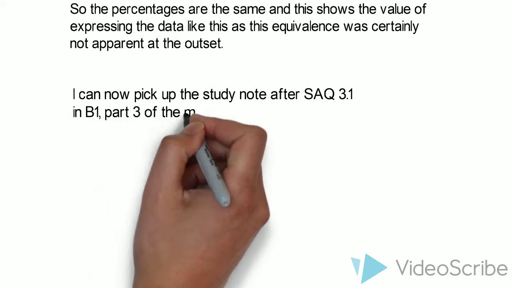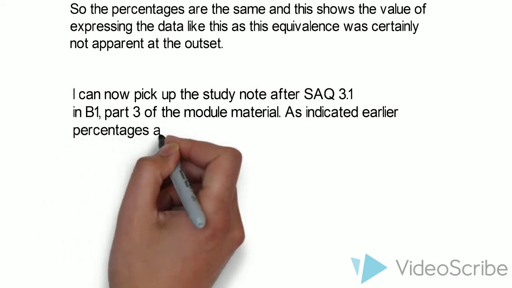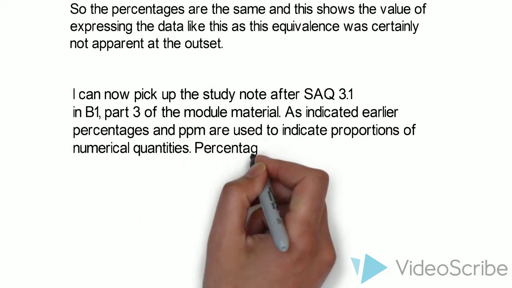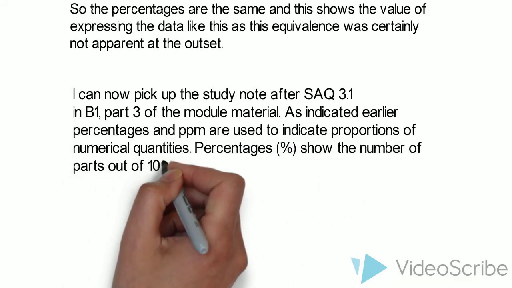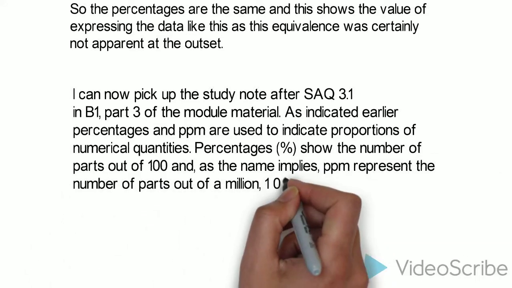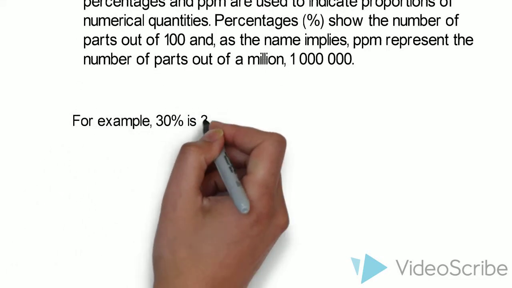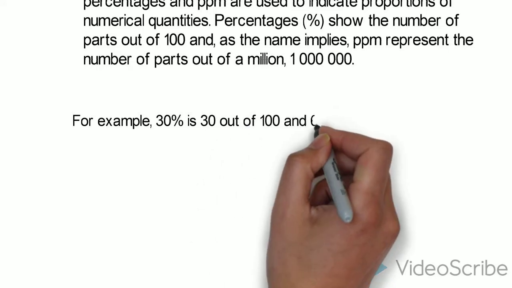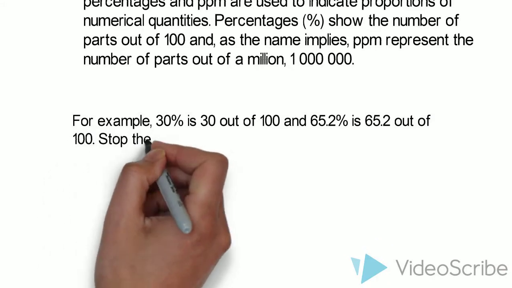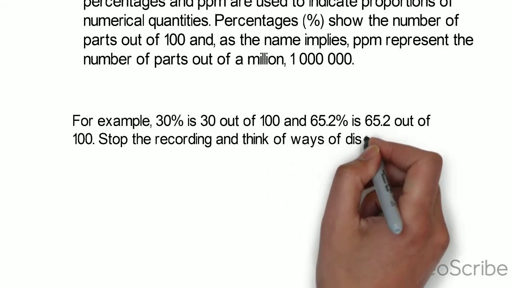I can now pick up the study note after SAQ 3.1 in Block 1, Part 3 of the module material. As indicated earlier, percentages and parts per million are used to indicate proportions of numerical quantities. Percentages show the number of parts out of 100, and as the name implies, parts per million represent the number of parts out of a million, that is 1 followed by 6 zeros. For example, 30% is 30 out of 100, and 65.2% is 65.2 out of 100.